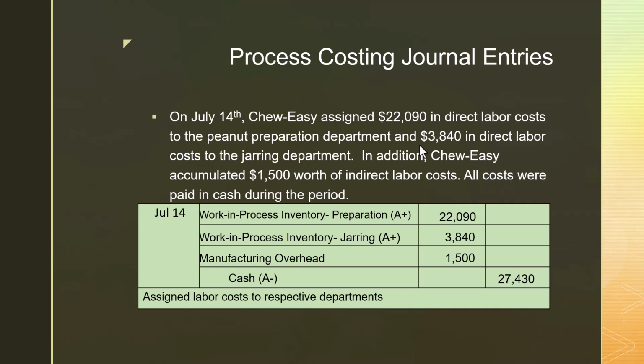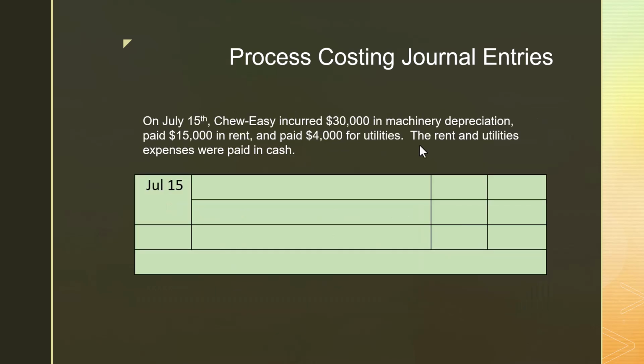So we need to account for the third cost component, which is our overhead costs. Let's first record the actual overhead costs that we had during the period. We incurred $30,000 in machinery depreciation. We paid $15,000 for rent, and we paid $4,000 for utilities. And the rent and utilities were paid in cash.